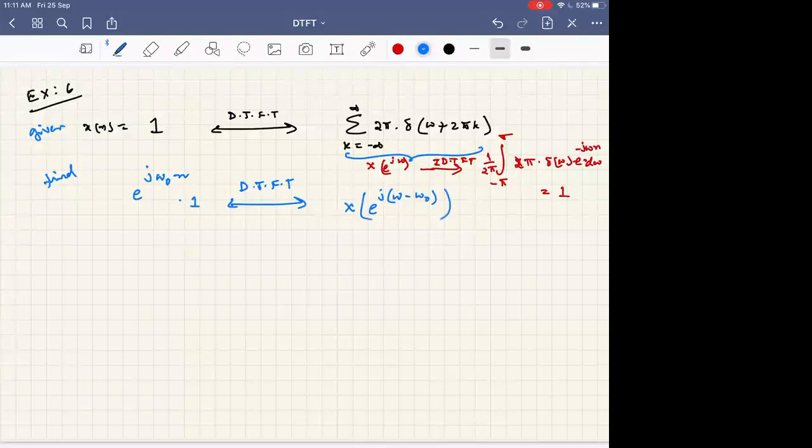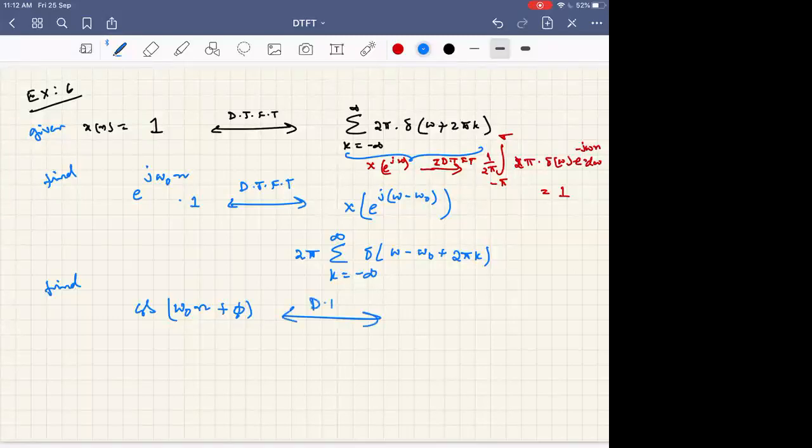So this is equal to summation k equal to minus infinity to infinity, 2 pi I can take outside or inside, delta of omega minus omega naught plus 2 pi k. In similar lines, if we are asked to find the discrete time Fourier transform for cos of omega naught n plus phi, how do we find it? Again, we can find it, right? So you people can find.